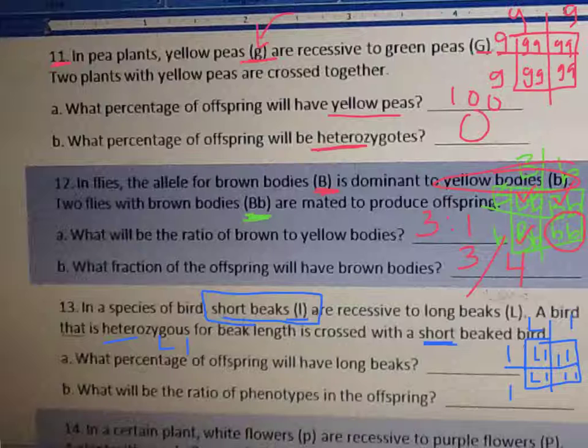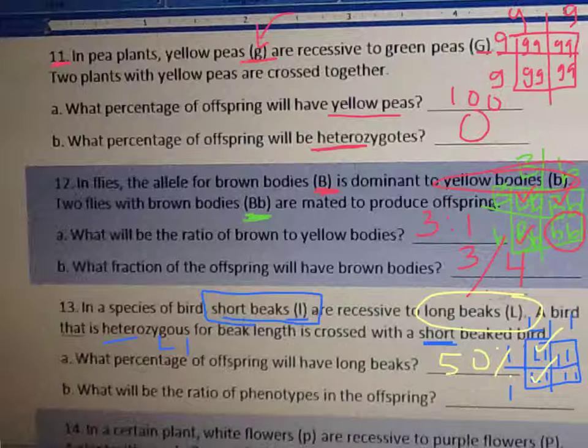Okay? What percentage of offspring will have long beaks? So you're going to look at your sheet. Okay? You're looking for long beaks, which is a big L. Big L, big L. Okay? So what percent? You have 2 boxes checked, so that is 50%.